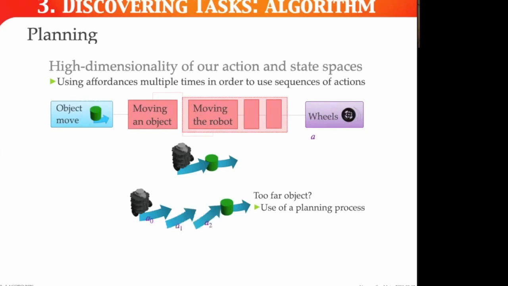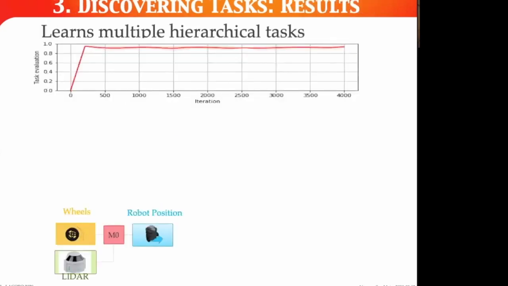Here are the results of our experiments when we asked the robot to reach different positions in the room or push the objects into different positions in the room. We have plotted on the x-axis the timeline of learning, and on the y-axis, the task evaluation. So here, 0 means that it's doing badly, and 1 means that it's doing very well.